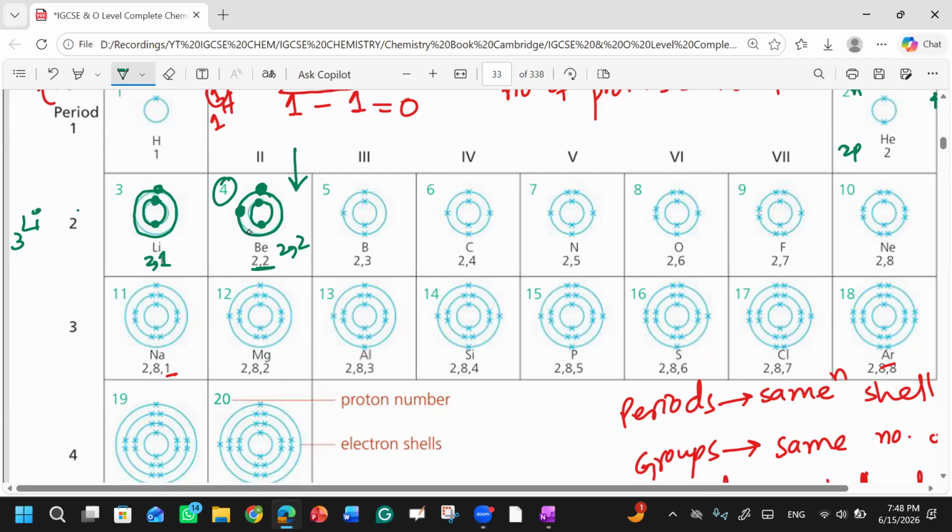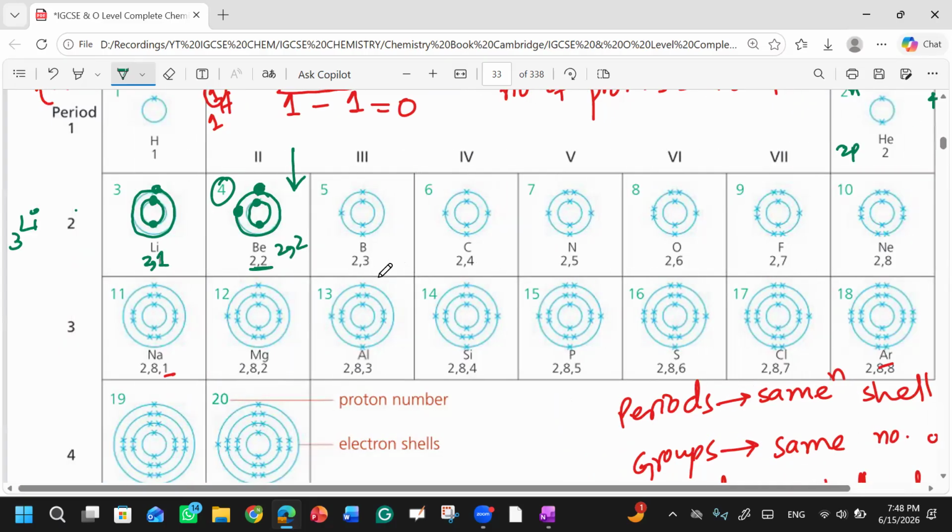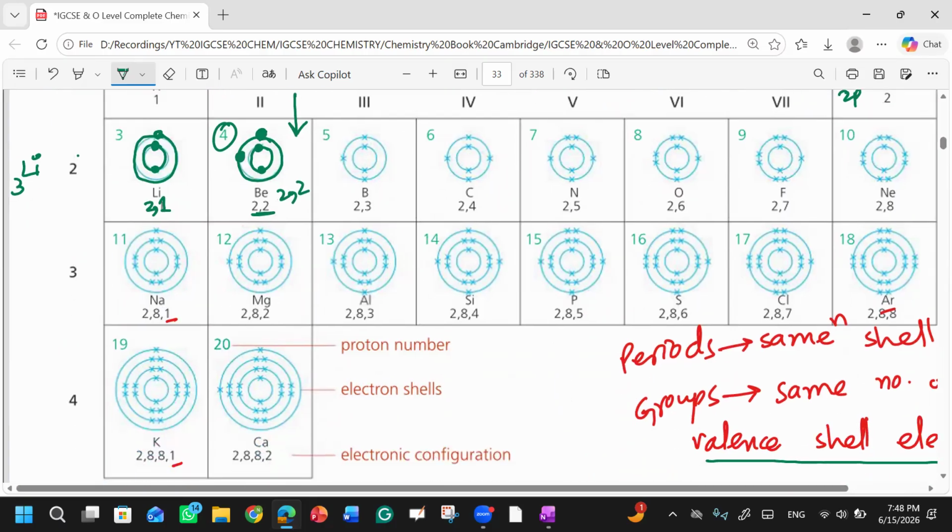Okay, now check this one, the sodium. Sodium has 11 electrons. How will you arrange it? In the first shell, there will be 2 electrons, right?